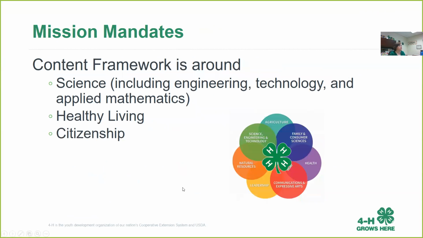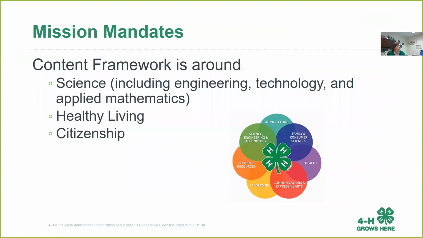So first thing is the mission mandates. Is the content framework around science? So it could be engineering, technology, applied mathematics, it could be animal science, some kind of science-based, or is it around healthy living, or now it's civic engagement. It's not citizenship anymore; with the name change, it's civic engagement. And if you look at 4-H curriculum, it used to be broken down. Now, granted, it's not as much anymore, but it's still a little bit. It's broken down into different areas.